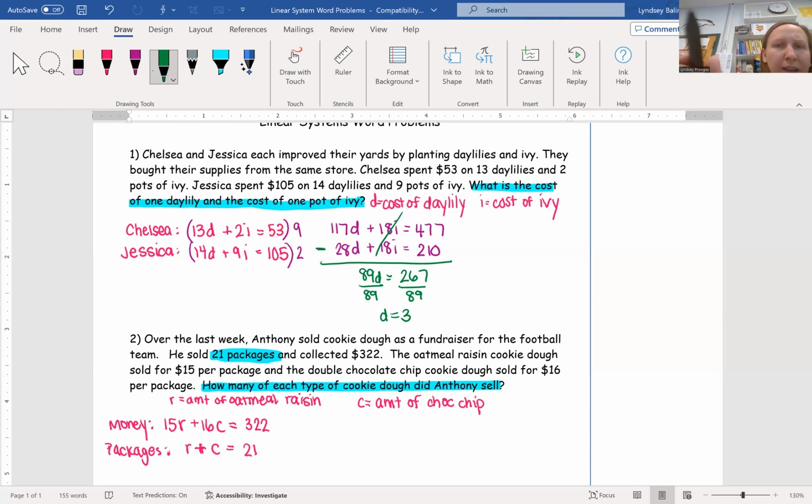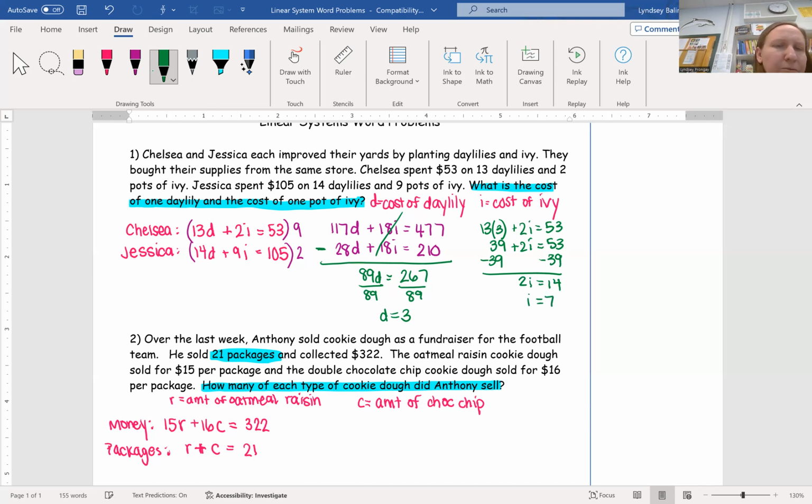And now I could plug that in to find my other information. I'm going to plug it into the top one because my numbers are smaller. So 13 times 3 plus 2I equals 53. That's 39 if I do 13 times 3. I'm going to subtract my 39 to move it over. 2I equals 14, which means I is 7.